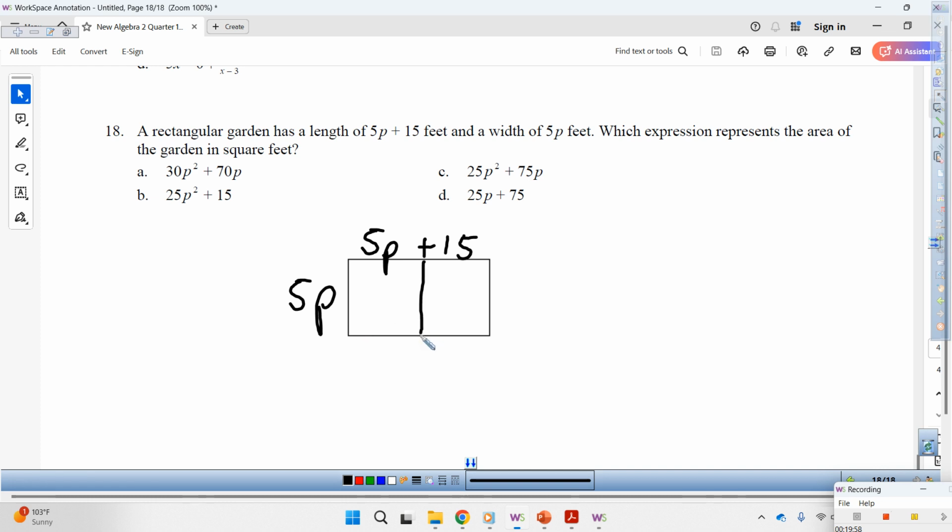Let's go. So, what is 5p times 5p? 25p to the second. What is 5p times 15? Positive 75p. Which is the expression that represents the garden's area? The correct answer is C. Does everybody see what we did?